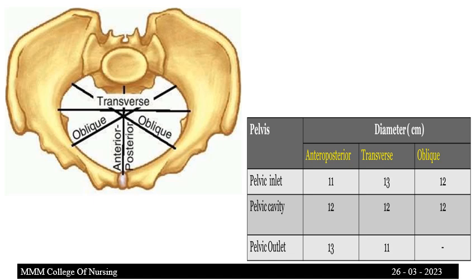As you see in the tabular column, the measurements are given. Usually in the inlet, the anteroposterior, transverse, and oblique diameters are 11, 13, and 12 respectively. The pelvic cavity is equal on all sides because it is surrounded by muscles, so the anteroposterior, transverse, and oblique diameters are all 12. But in the outlet, the AP diameter is 13, the oblique diameter is 12, and the transverse is 11.